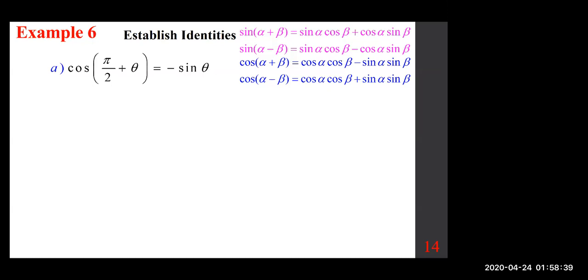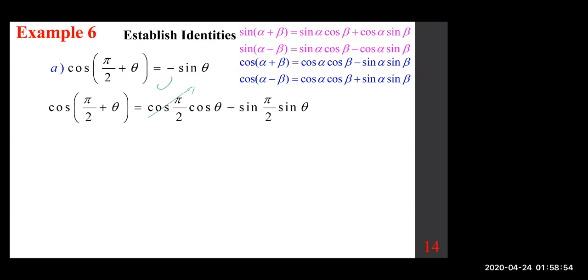This is cosine of alpha plus beta. So cosine pi over 2 cosine theta minus sine pi over 2 sine theta. Okay. So what is cosine pi over 2? 0. What is sine pi over 2? 1. So the answer is negative sine theta. Does that make sense, everybody? Yeah. Let's look at this one.